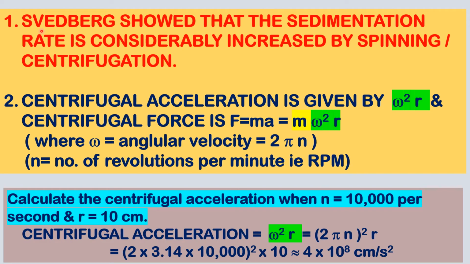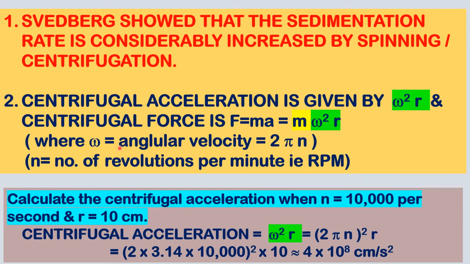This ultracentrifugation method was developed by Swedberg. He was awarded the Nobel Prize in the year 1926. Swedberg showed that the sedimentation rate is very much increased by rapid spinning of the sample on centrifugation. The centrifugal acceleration is given by the mathematical formula omega square r. Then the centrifugal force is F equal to m into A, where A is centrifugal acceleration.